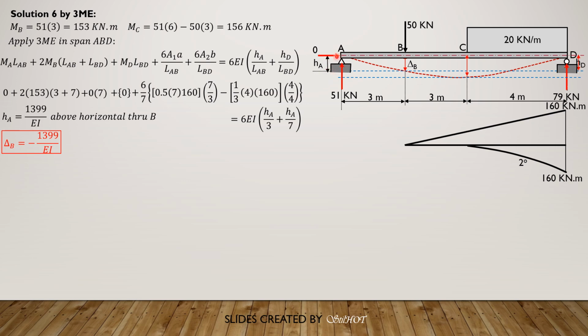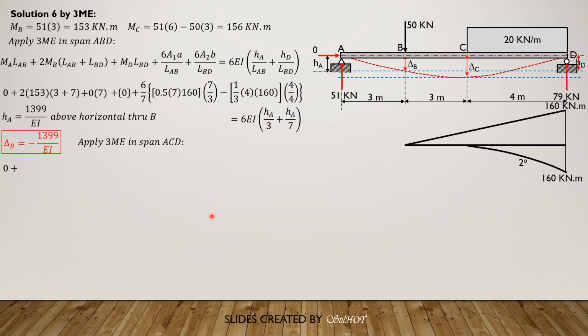So again, we call this HA, and we call this H sub D. So we write the three-moment equation for portion ACD, this line, and this is the deflection at C, which is equal to HA supposedly with respect to this horizontal line, the lower horizontal line through C, and H sub D is also delta C supposedly, which is also equal to HA supposedly. So take note that we have moment at C equal to 156.